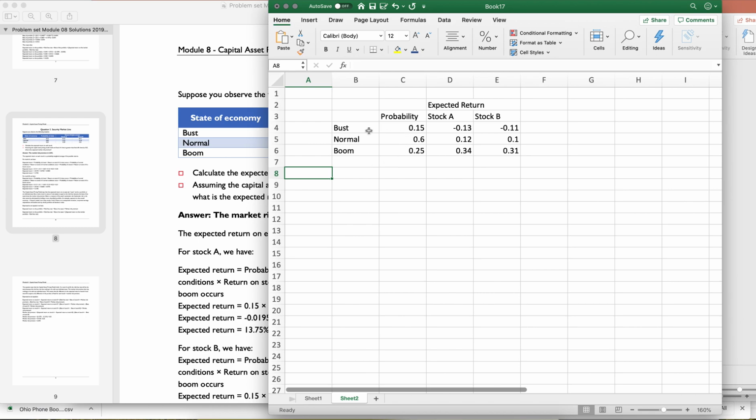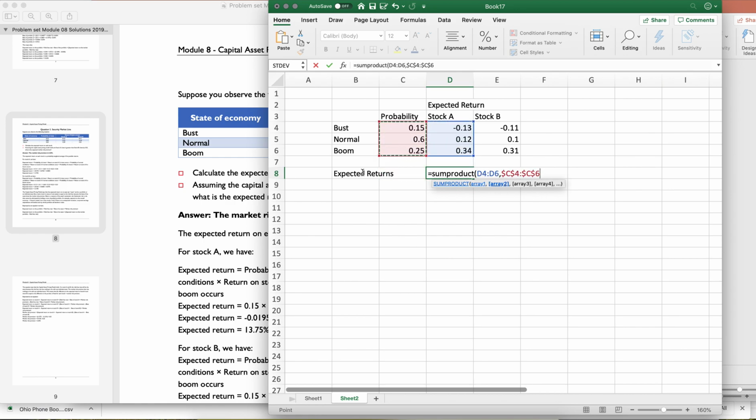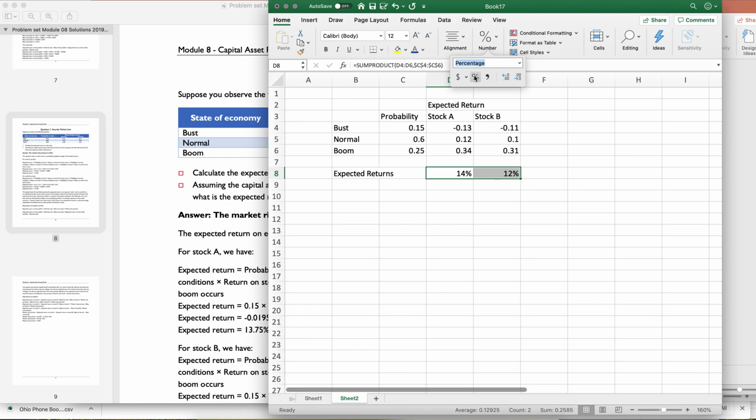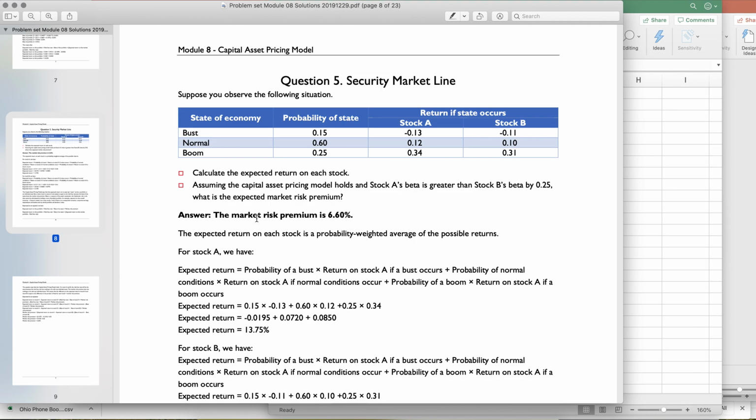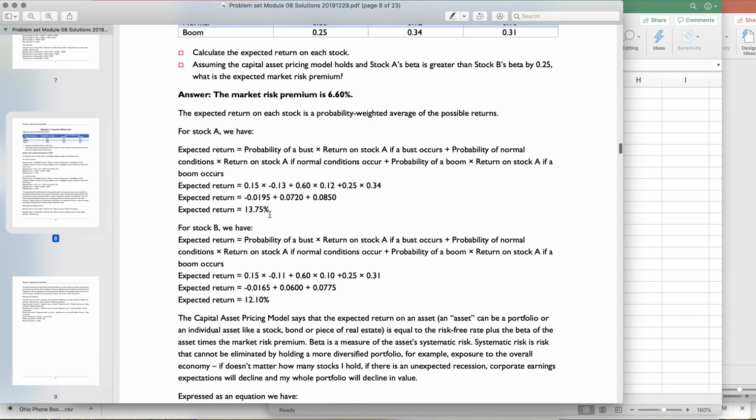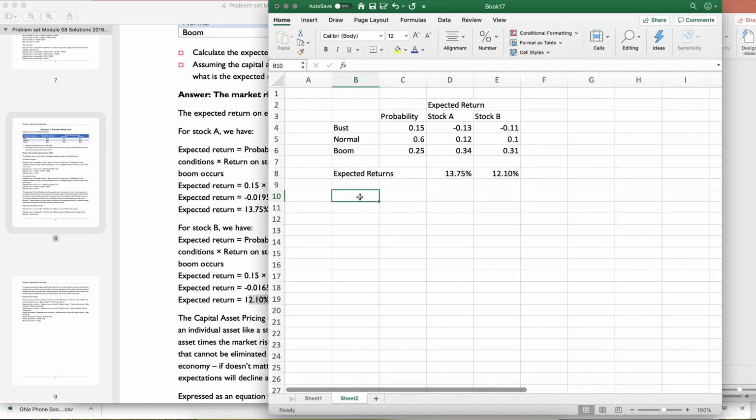So let's first do, and I've already typed all this in, let's first do the expected returns. This is probably the easiest calculation. Sum product. We're going to lock those. And I'm going to make this a percent just so it's easier to see. We notice that the expected returns are 13.75 and 12.1, our answers already match those.